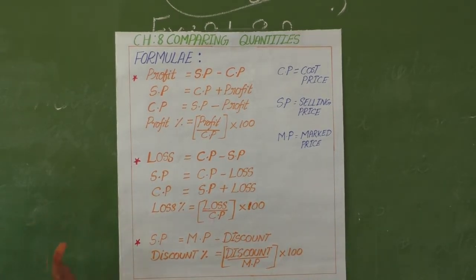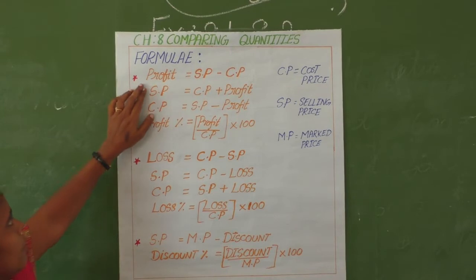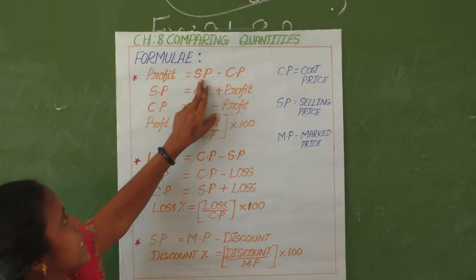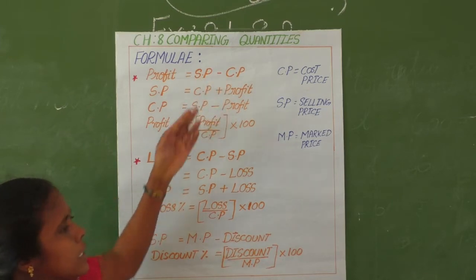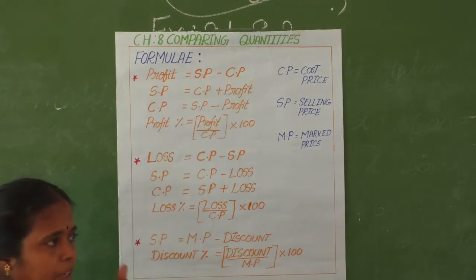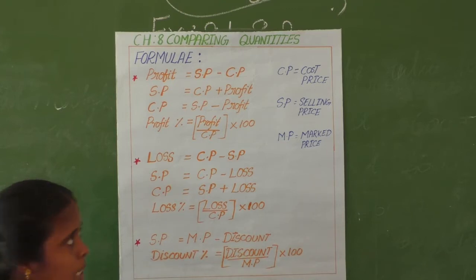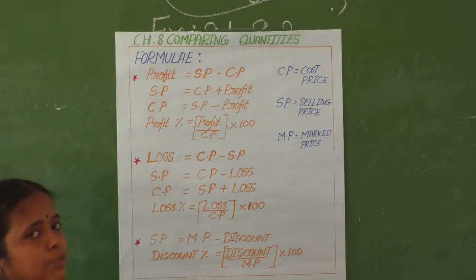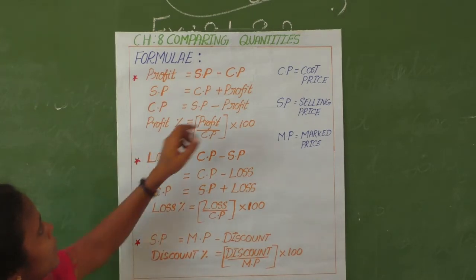Profit based, profit loss based, what do we know? Profit equal to selling price minus CP. What is SP here? Selling price minus CP. Selling price is nothing but the sold price. We are selling some object to others. Okay, that cost is called selling price. Cost price means nothing but buying price. We purchased some items from the shop. No, that is called cost price.